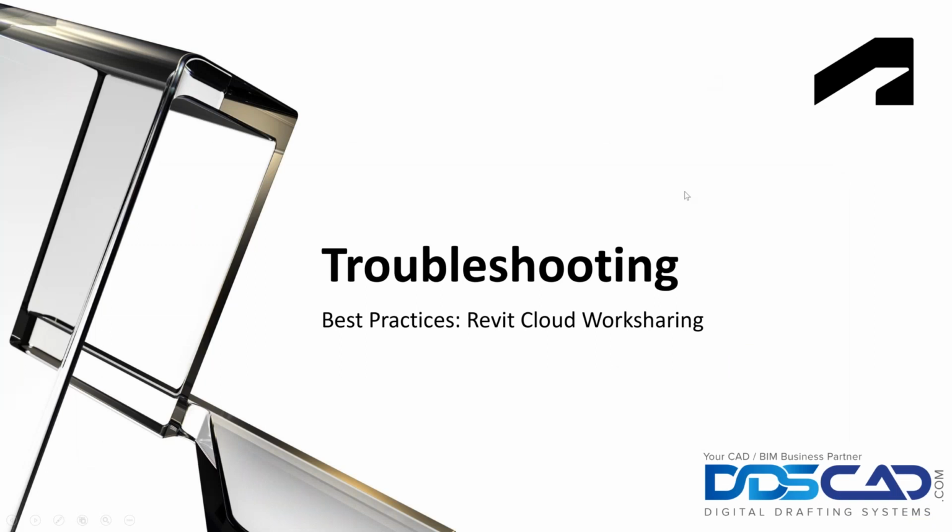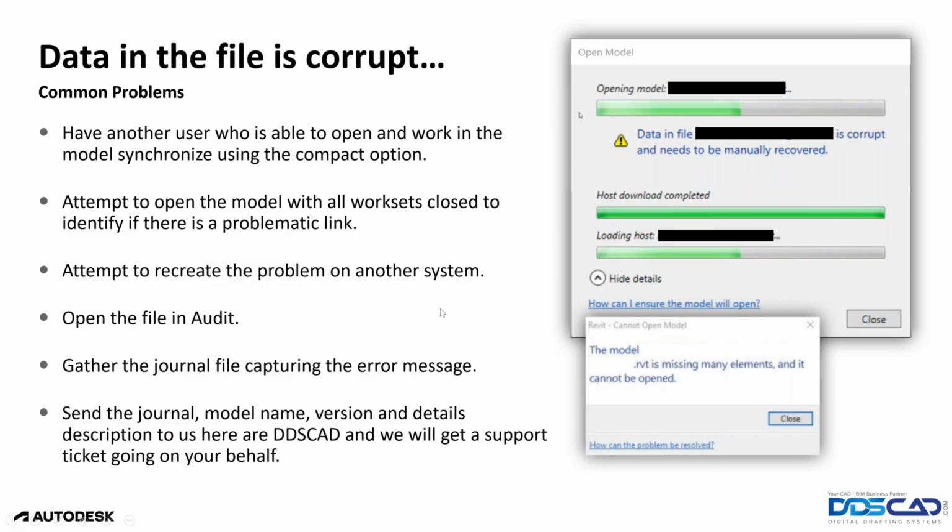Okay, and so this is our last section before our Q&A. It's going to be our troubleshooting. And so this is a common issue that you may run into. The model, and it'll show you the file name, is missing many elements and it cannot be opened, or the file data is corrupt. Some possible solutions for something like this would be to have another user who is able to open and work on the model synchronize using the compact option, to attempt to open the model with all work sets closed to identify if there's a potential problematic link. That happens very often. Attempt to recreate the problem on another system.